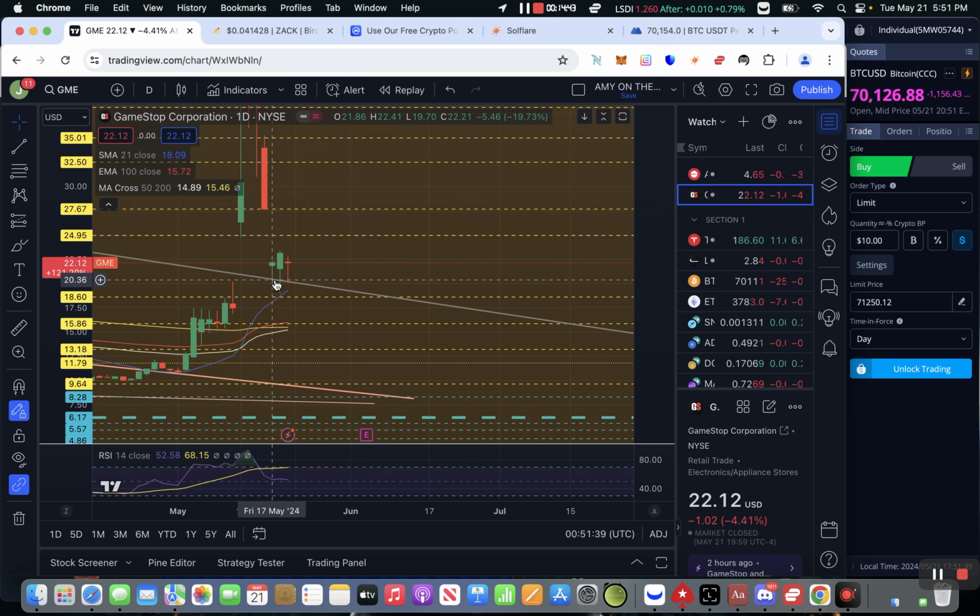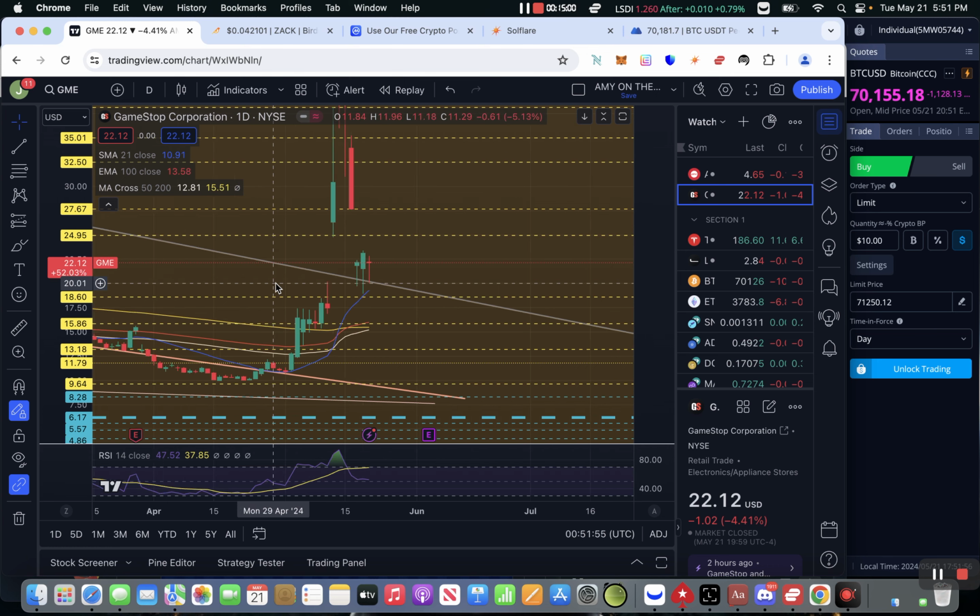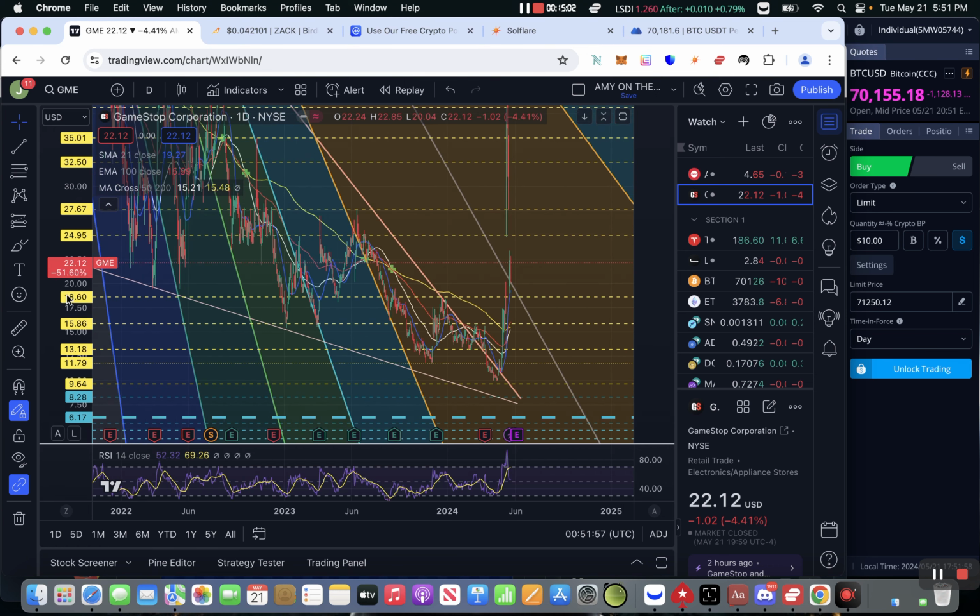I mean, unless we're gonna break down, which could happen. We need to see a full candle breaking down in the daily chart. We're not. We're just wicks down, but we're finding support in this ground zero line, guys.